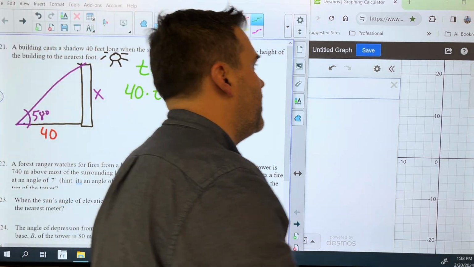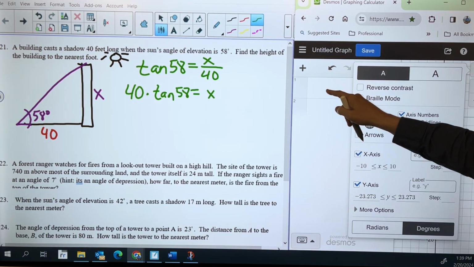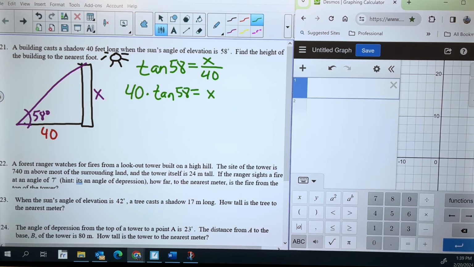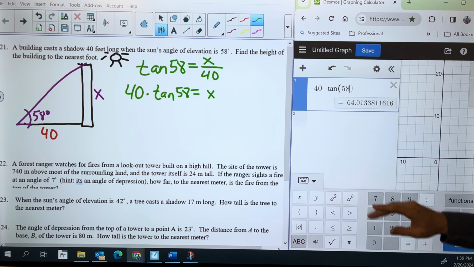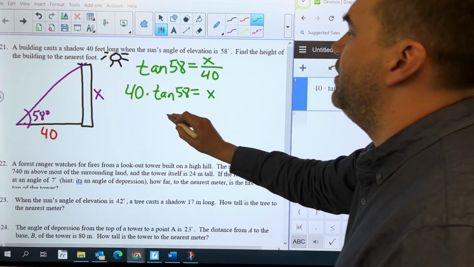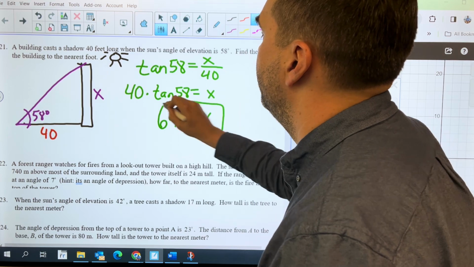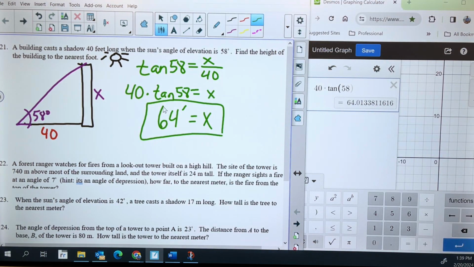I'm going to go over here to my calculator, making sure that I check and make sure that I am in degrees. And now we get to type in 40 times function tangent of 58, and we've got 64.01. We're supposed to find it to the nearest foot, so that's 64 feet. One apostrophe for feet, 2 for inches.